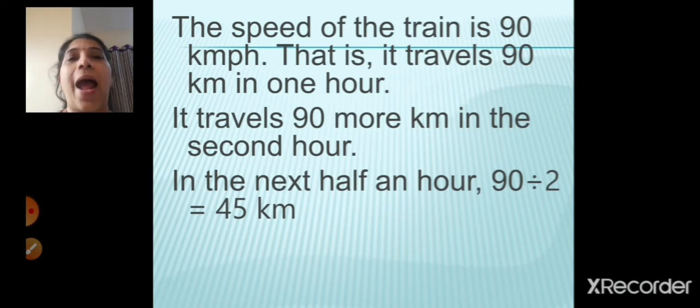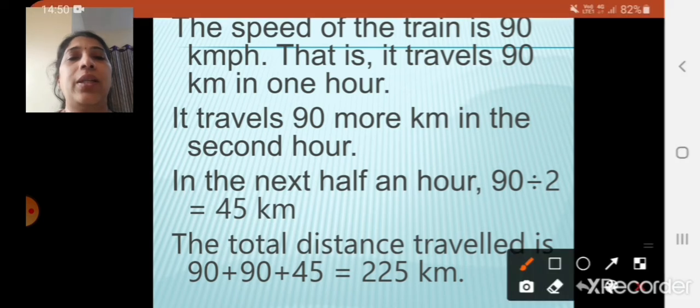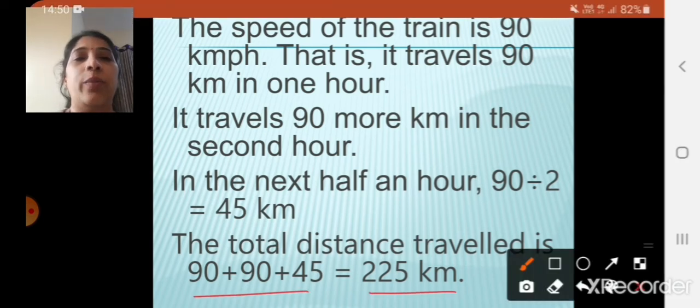Now you will add all three. Right? So the total distance traveled is 90 plus 90 plus 45. So when you add all these three, you get the answer as 225 kilometers, right? 90 plus 90 is 180. 180 plus 45 is 225. So this sum is a little bit different, children, right?